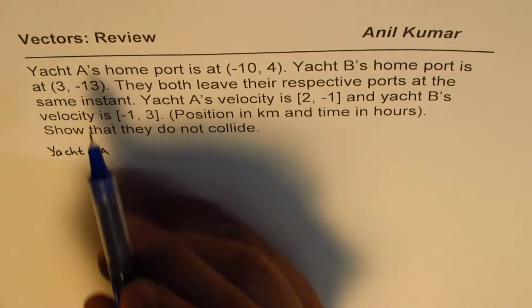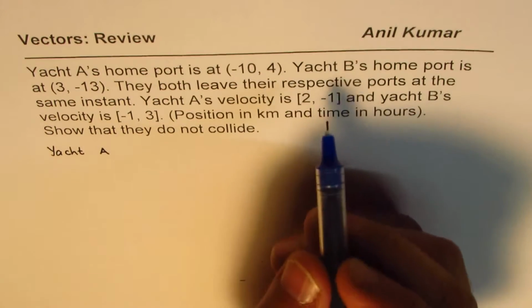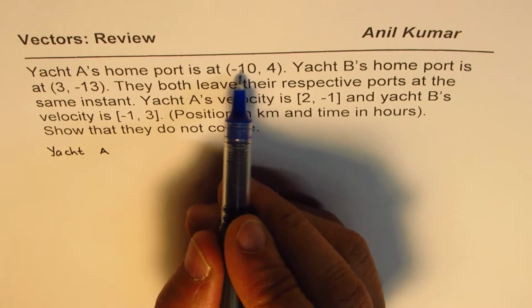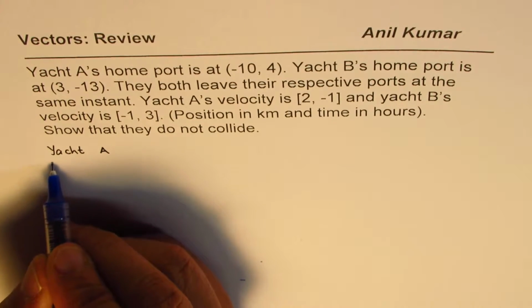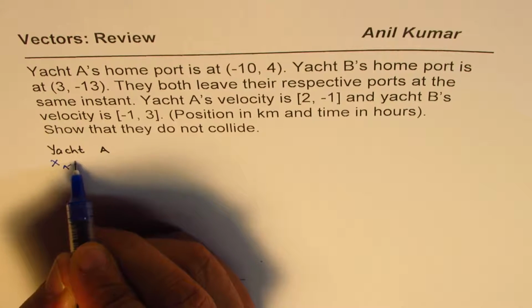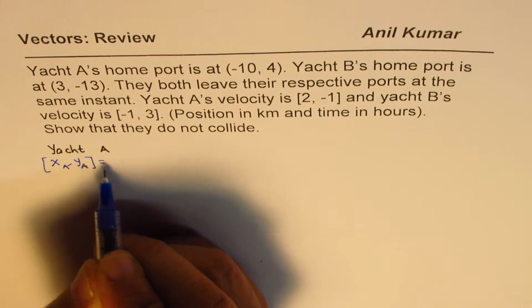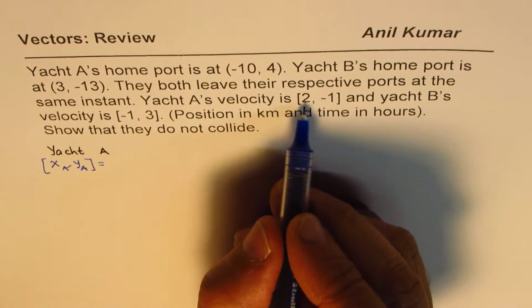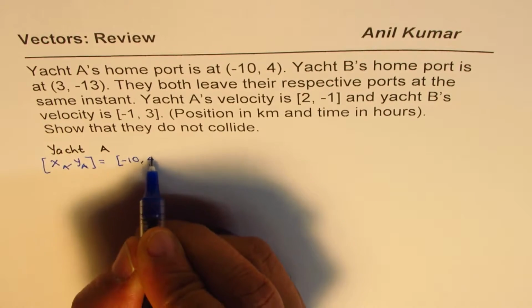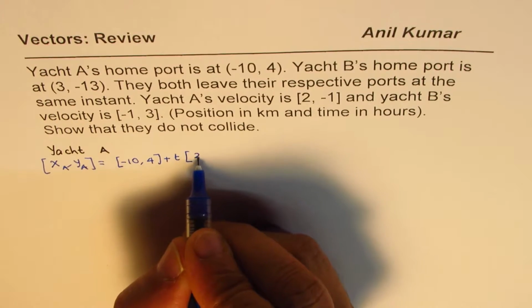Okay. So first one, home port is this, and what is the direction? The velocity is that. So we can write the equation for the first one as (xa, ya) could be written as initial position, which is (-10, 4), plus time times velocity (2, -1).